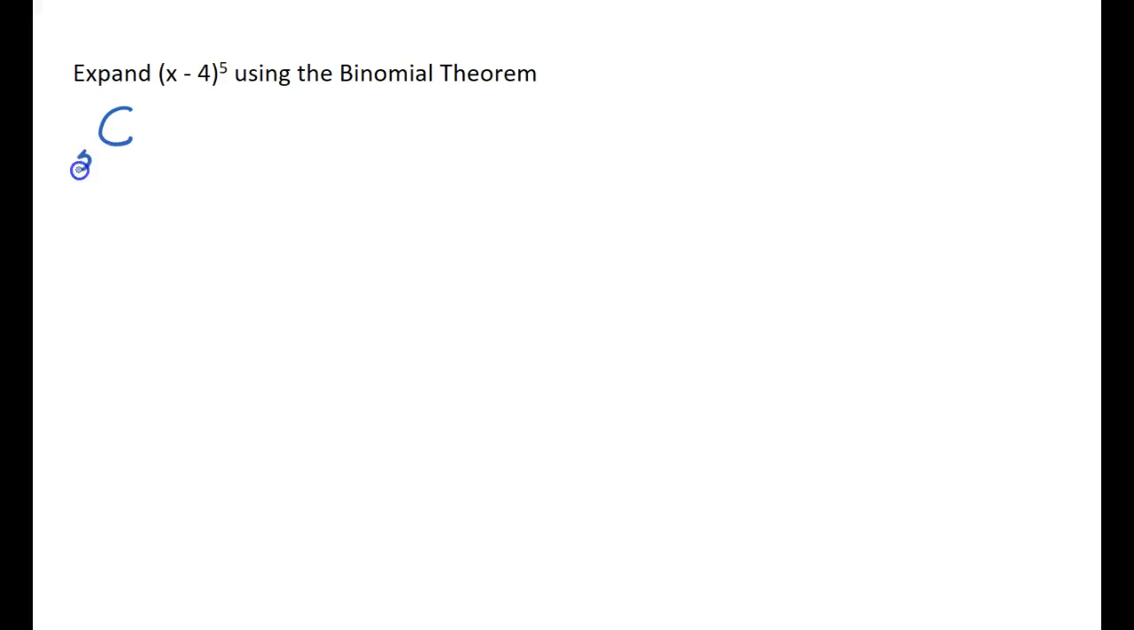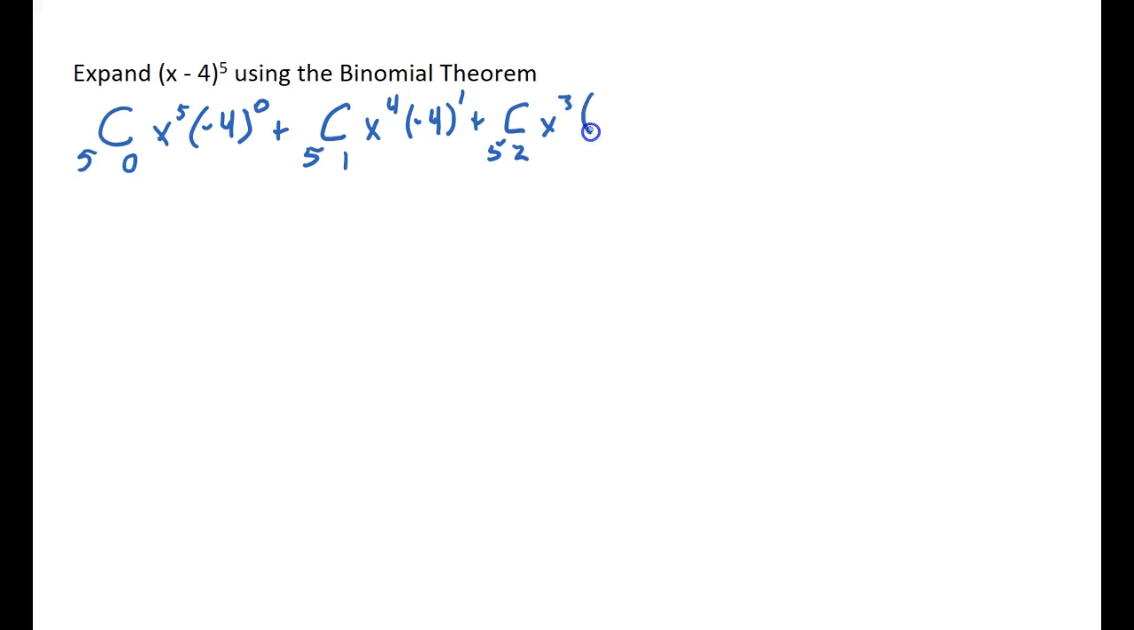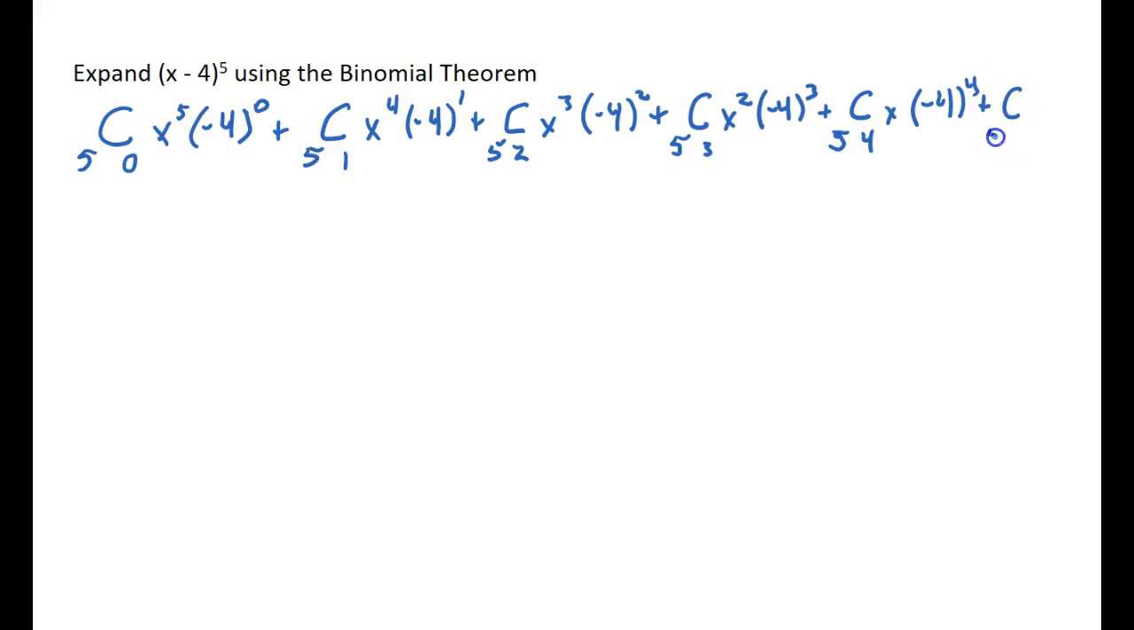So we're going to start with 5 choose 0, x to the 5th, negative 4 to the 0, plus 5 choose 1, x to the 4th, negative 4 to the 1st, plus 5 choose 2, x cubed, negative 4 squared, plus 5 choose 3, x squared, negative 4 cubed, plus 5 choose 4, x, negative 4 to the 4th, plus 5 choose 5, x to the 0, negative 4 to the 5th. Barely got it in there.